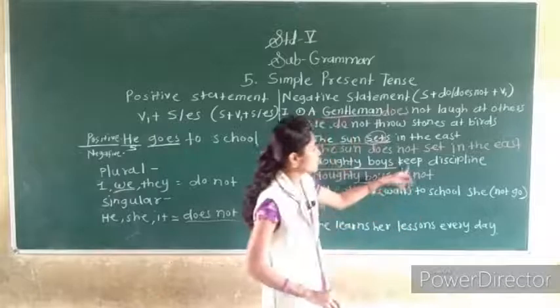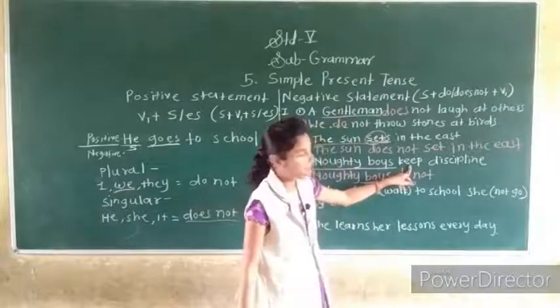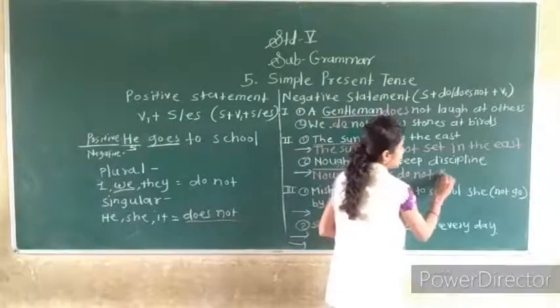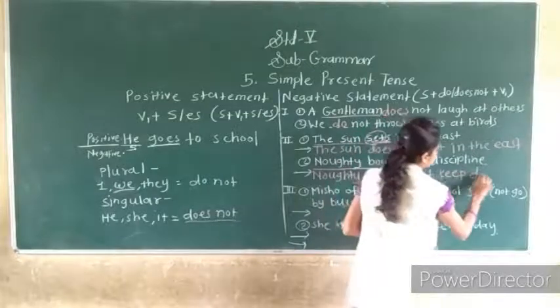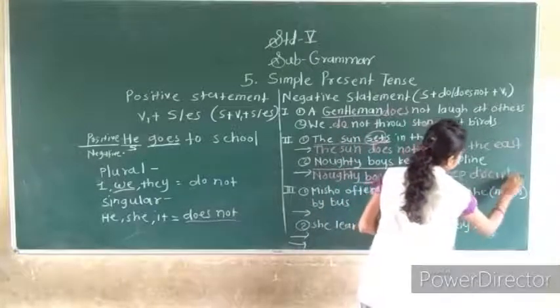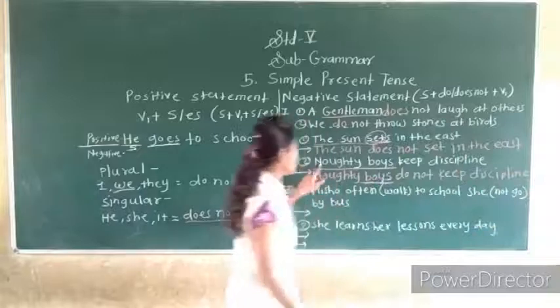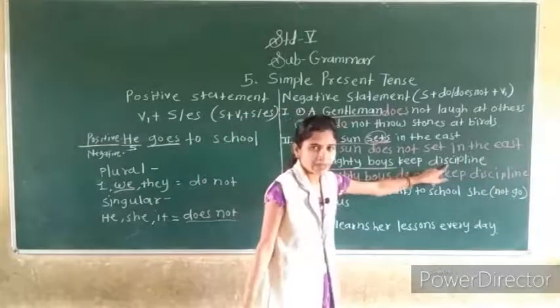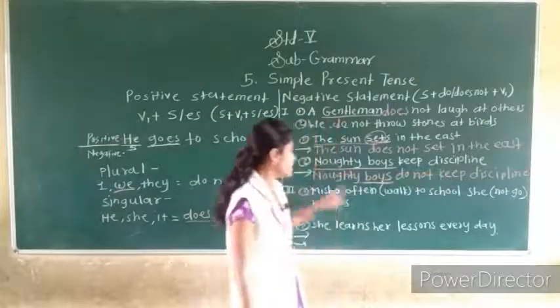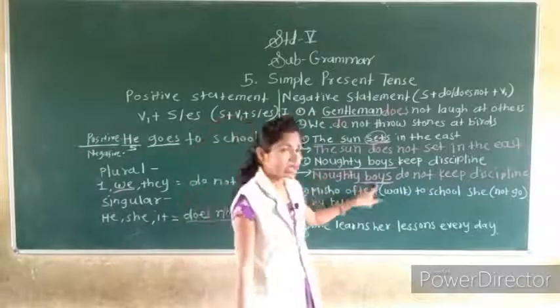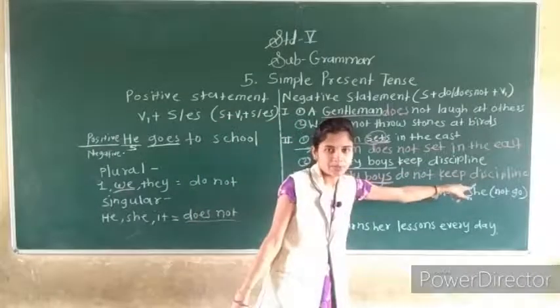After do not, what do we use? The verb. What is the verb? Keep discipline. The sentence says, naughty boys keep discipline. This is the positive statement. The negative is, naughty boys do not keep discipline.